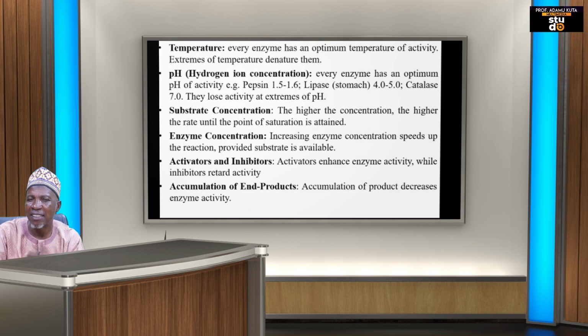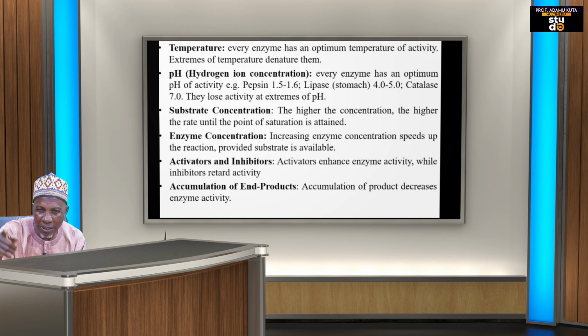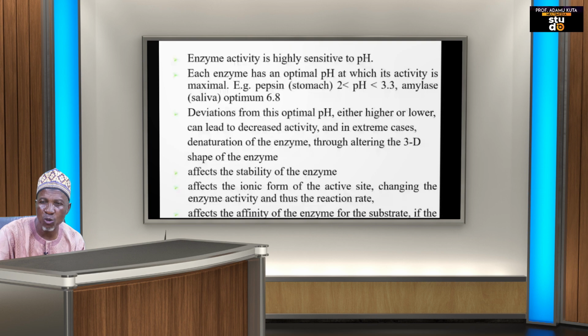We also have amylase in the saliva. This enzyme operates at a pH of 6.8, which is close to alkaline pH. If pepsin was to be taken out of the stomach and put in the mouth, it will be inactive, because that pH change will affect its activity. So also, if amylase was to be in the stomach, it will not be active, because the pH of the stomach, which is less than 2, will make it inactive.